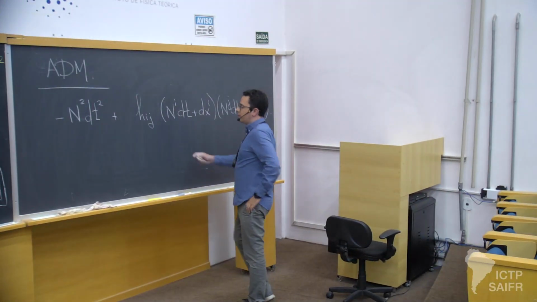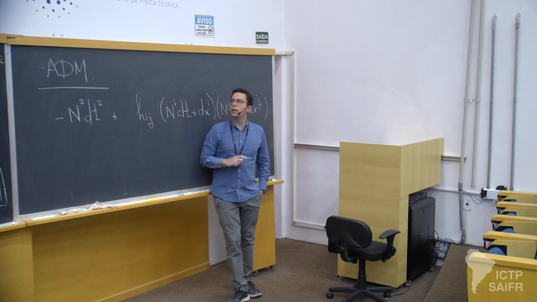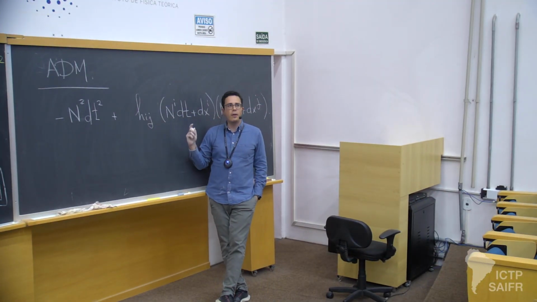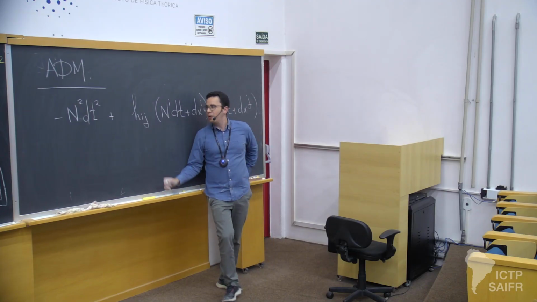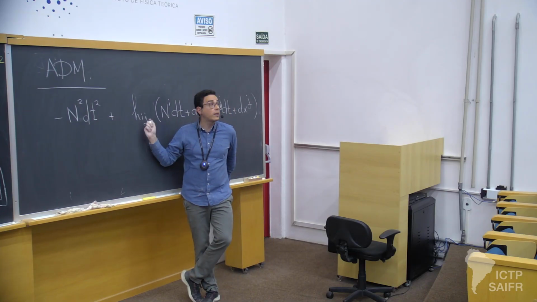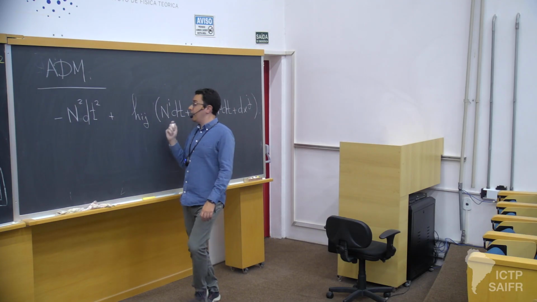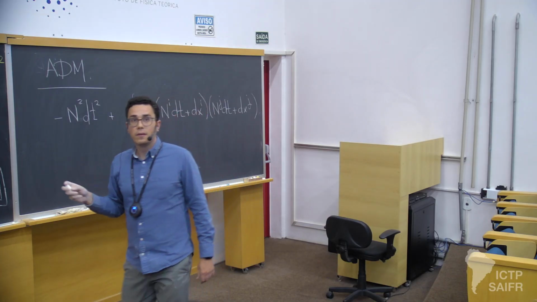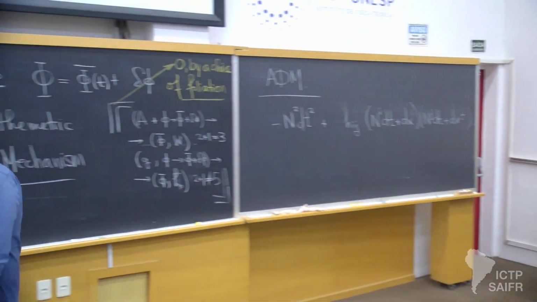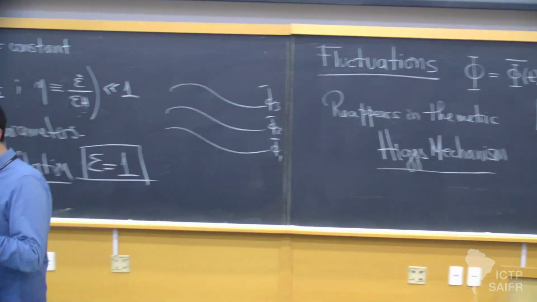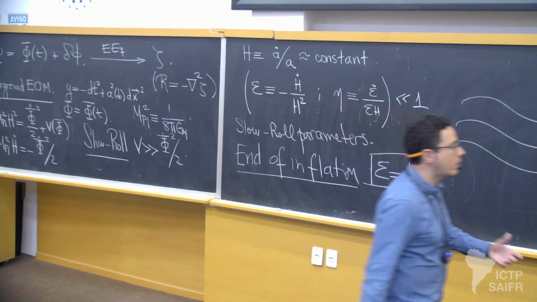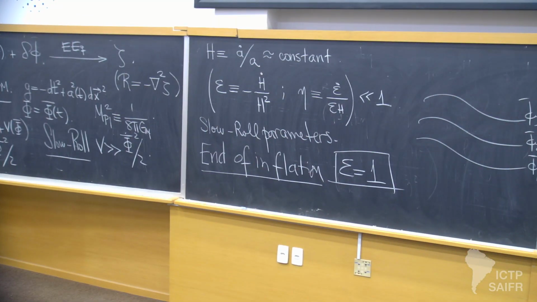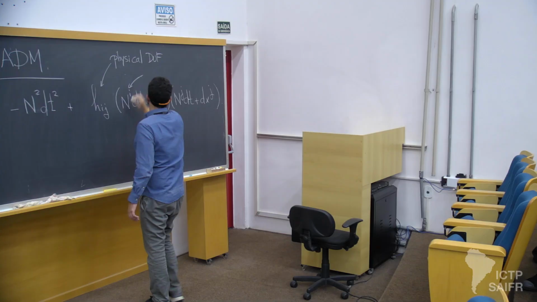But the neat thing that those 3 gentlemen recognized is that, if I write the metric like this, N and Ni have no dynamics. There are no time derivatives of them in the action. So they are Lagrange multipliers. The physical degrees of freedom are here, the physical degrees of freedom. And these are constraints.